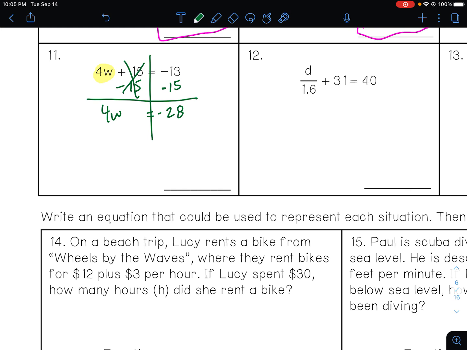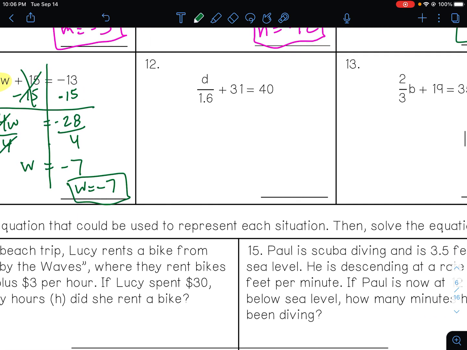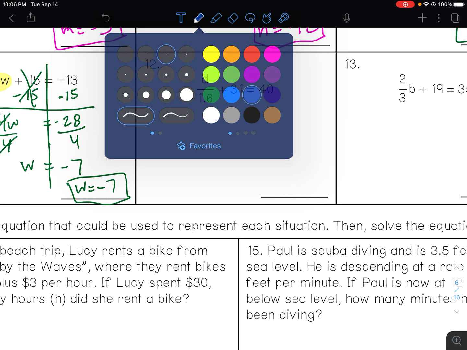The opposite of multiplying by 4 is dividing by 4, which cancels that. 28 divided by 4 is 5, 6, 7. And remember, it's a negative. Negative 28 divided by positive 4, which gives us a negative answer. So w equals negative 7. Ta-da.